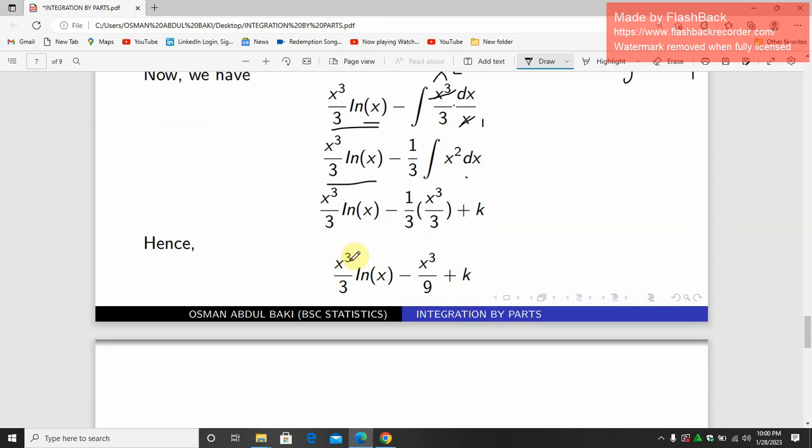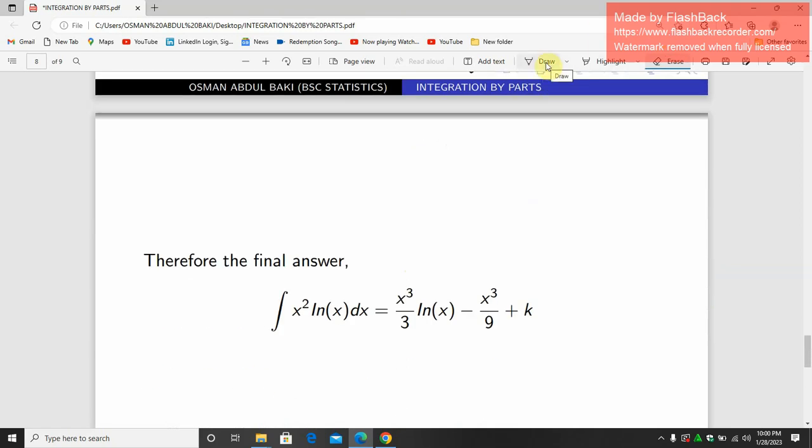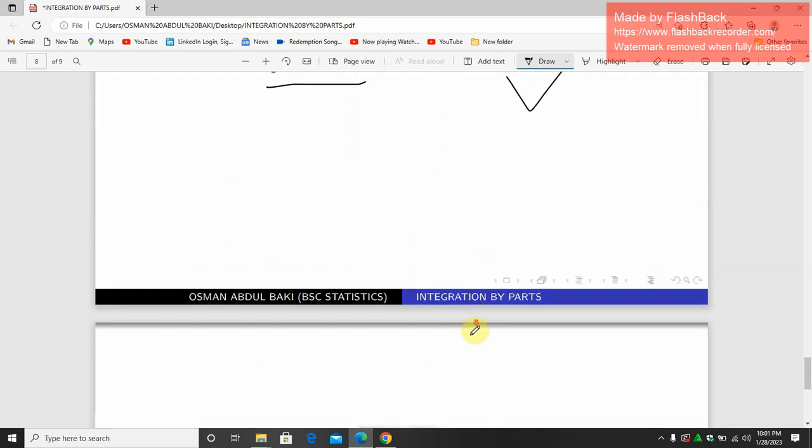Hence we have x cubed over 3 ln x minus, remember, 1 over 3 times x cubed over 3 is x cubed over 9. Remember, 3 times 3 is 9, plus k, which is the constant. So this is the final solution. Hence the question given, which is the integral of x cubed ln x dx, is equal to x cubed over 3 ln x minus x cubed over 9 plus k. So this is the final solution that we have.